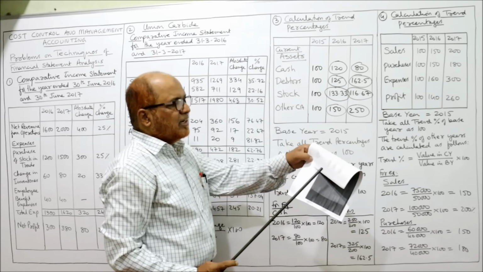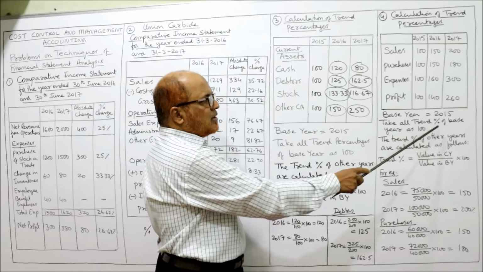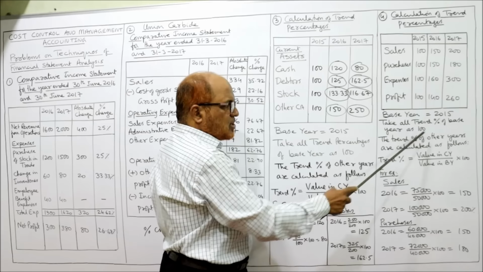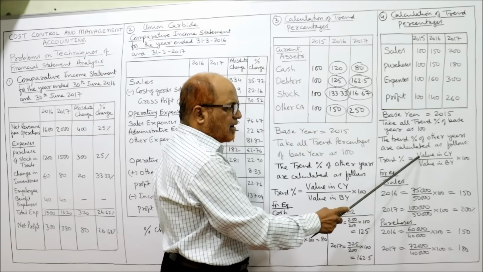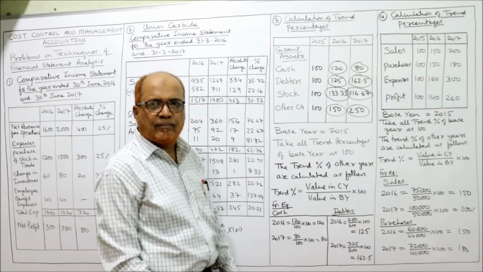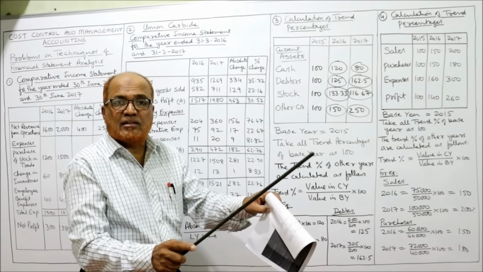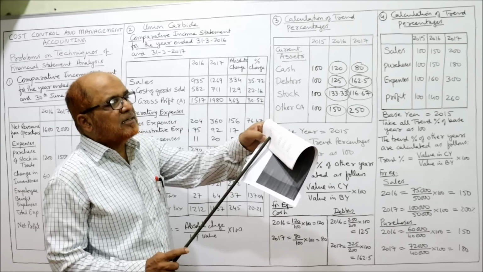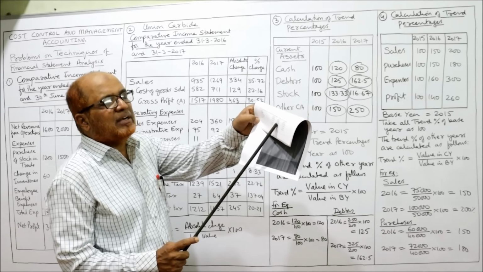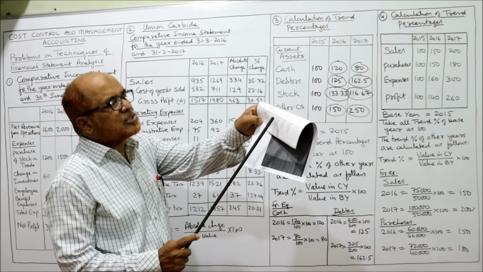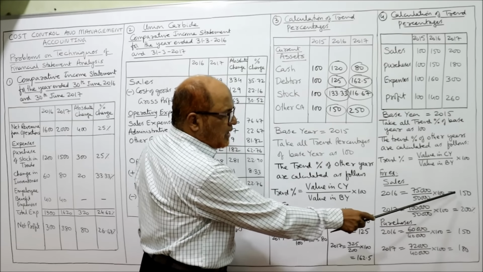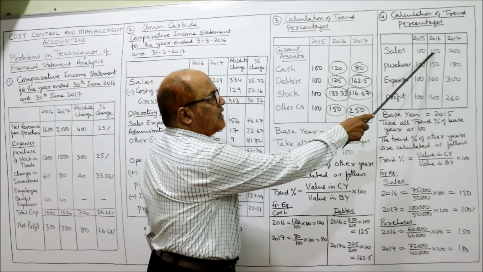Base year is 2015 given in the problem. Take all trend percentage of base year as 100. The trend percentage of other years are calculated as value in current year divided by value in base year into 100. Example, for your understanding, I have taken the example. First, sales. For 2016, sales are 75,000. So 75,000 by 50,000 into 100. So 75 by 50 into 100, you will get 150. So I have taken 150 here.